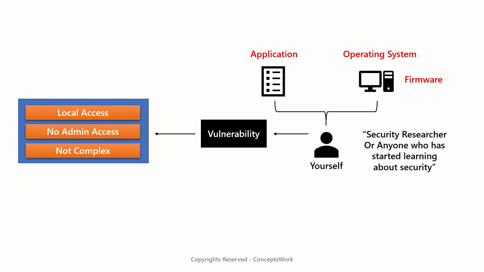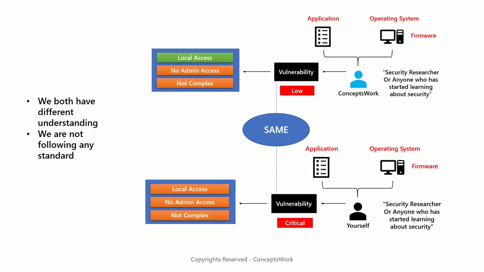Now, based on your findings, you think that this vulnerability is critical. Similarly, let's say I found the same vulnerability, but I am thinking that since local access is required on this device, according to me, the vulnerability has low severity. Now, all this is happening because there is no common standard which we both are adhering to. That means even though we are discovering the same vulnerability, we are having different outcomes. According to you, it's a critical vulnerability, but according to me, it has low severity.